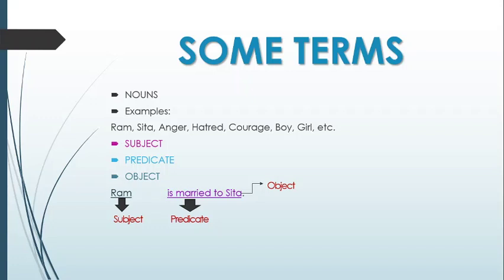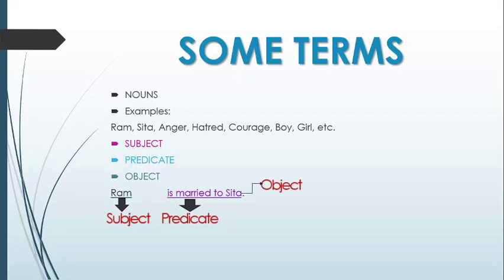So here we have a sentence. Ram is married to Sita, clearly divided into two distinct parts. Now Ram is the person we are talking about. We call Ram the subject in this sentence. On the other hand, is married to Sita is the information which is provided about Ram. So you see, this particular information, we call it the predicate. And if you notice carefully, you will find another name, Sita, in the predicate portion. This name we call the object.